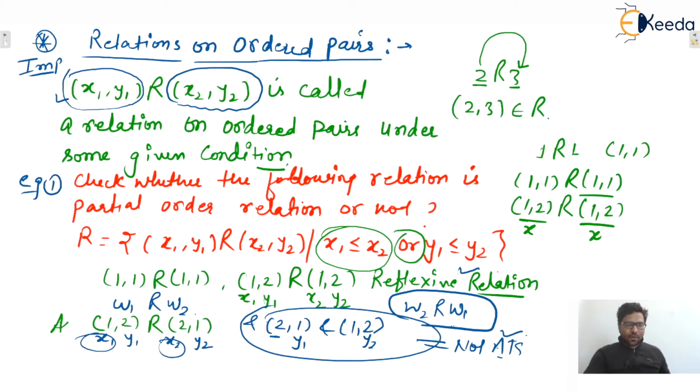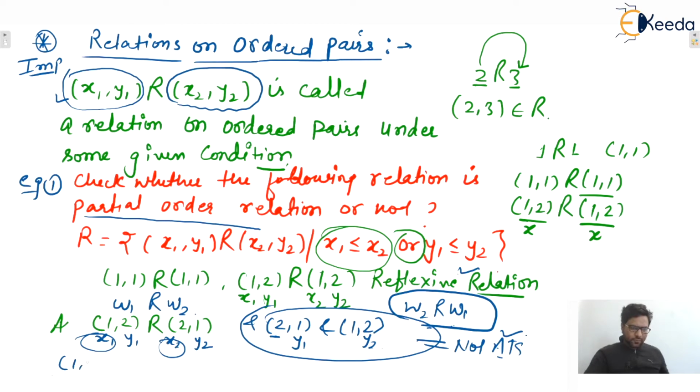But for a partial order relation, it must be reflexive as well as antisymmetric as well as transitive. So we can say that this one is not antisymmetric. Is it transitive? Yes, we can say that yes, it is transitive.